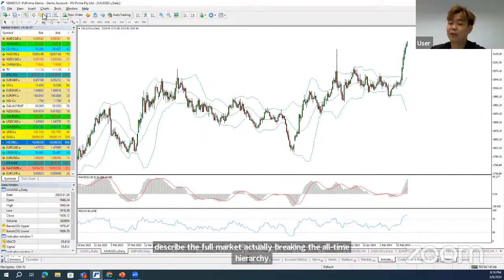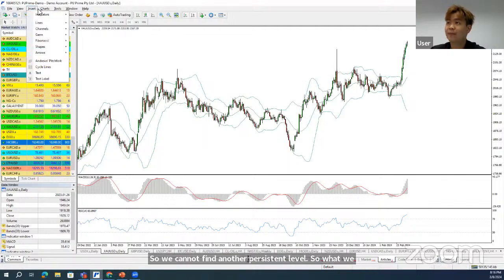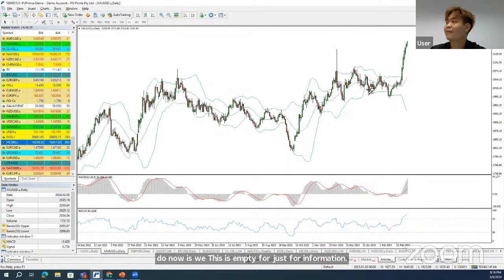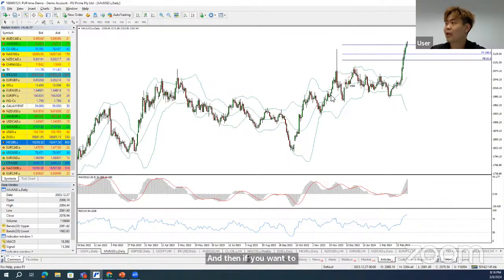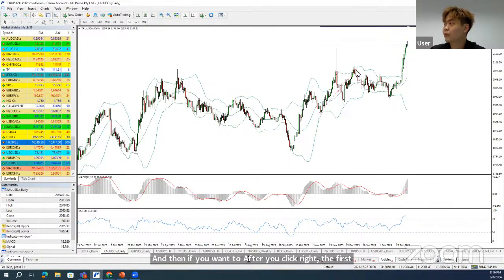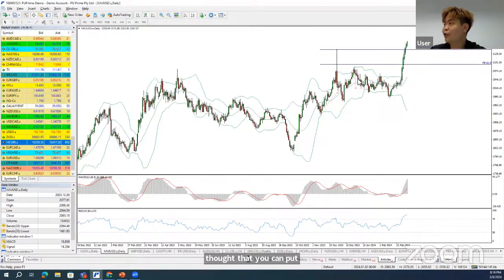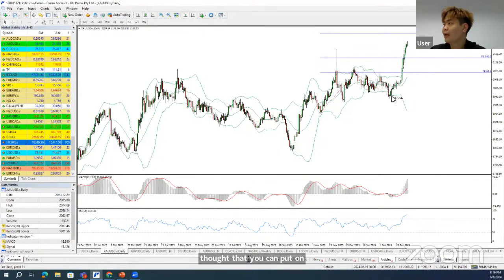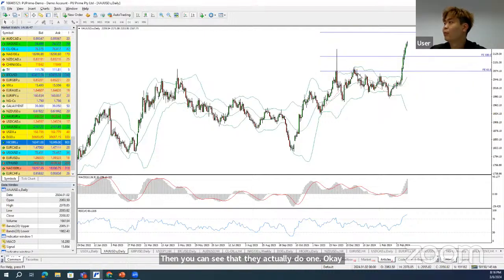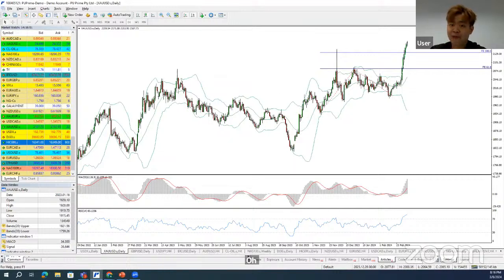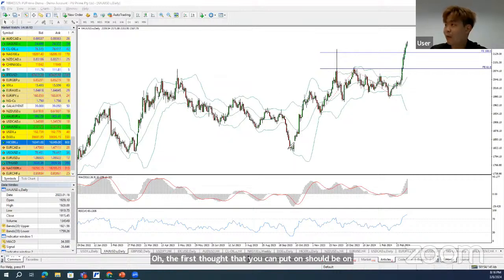So what we do now is click the insert button. This is MT4, just for information. Hit Fibonacci and then Fibonacci expansions. After you click, the first dot you can put on, and you can see that there are three dots. For example, this is the upward trend. You can see here, this is the upward trend.